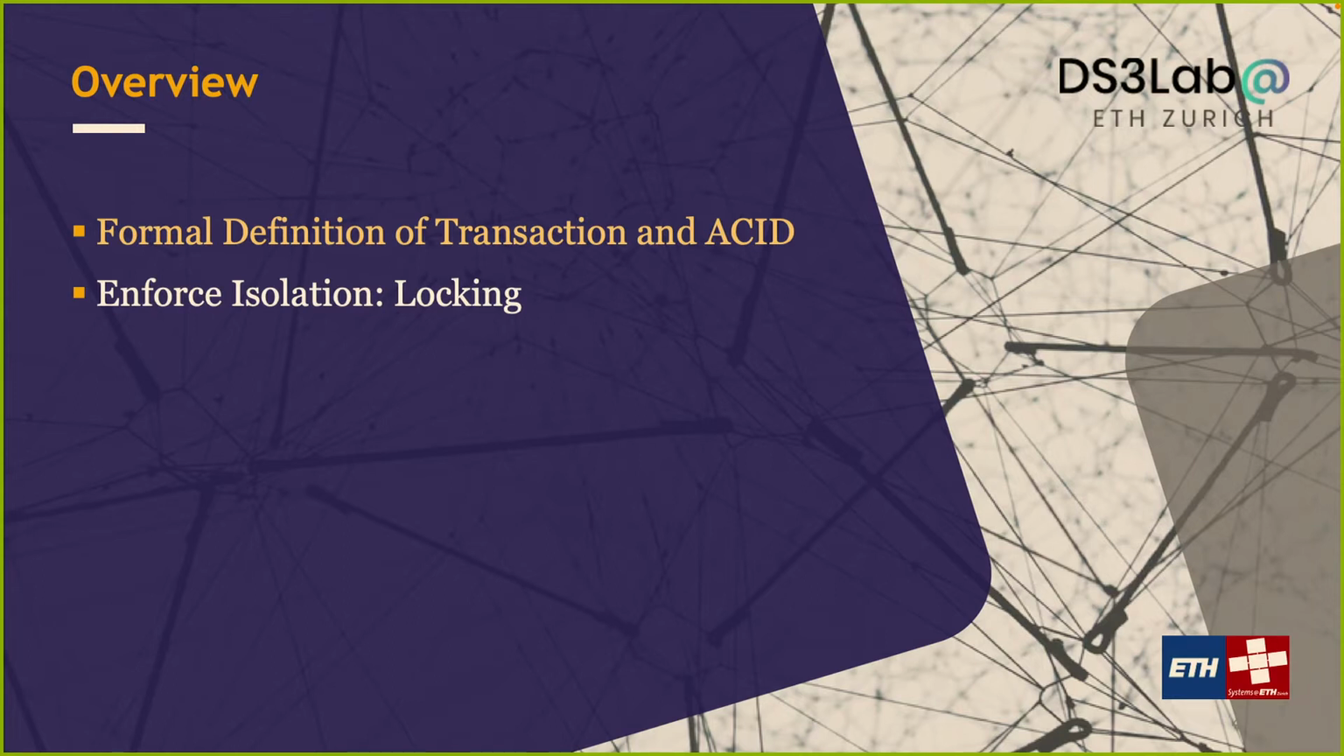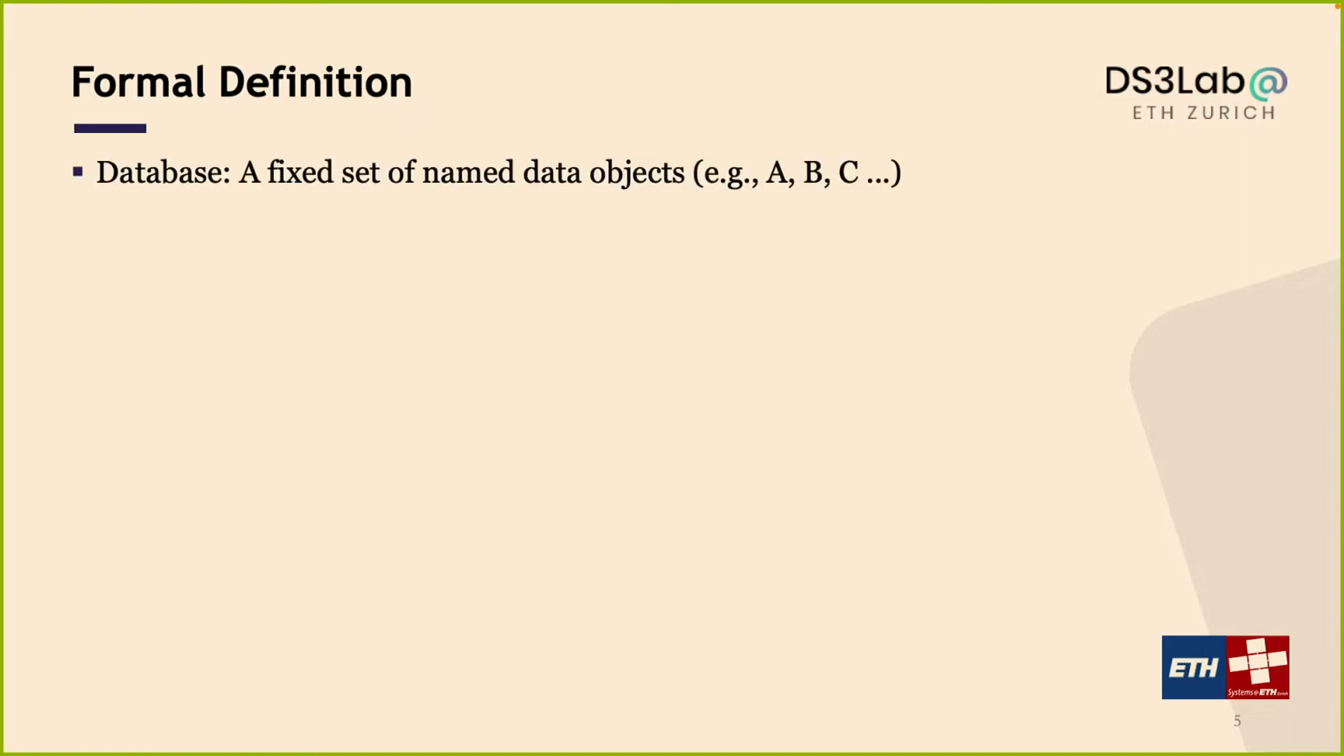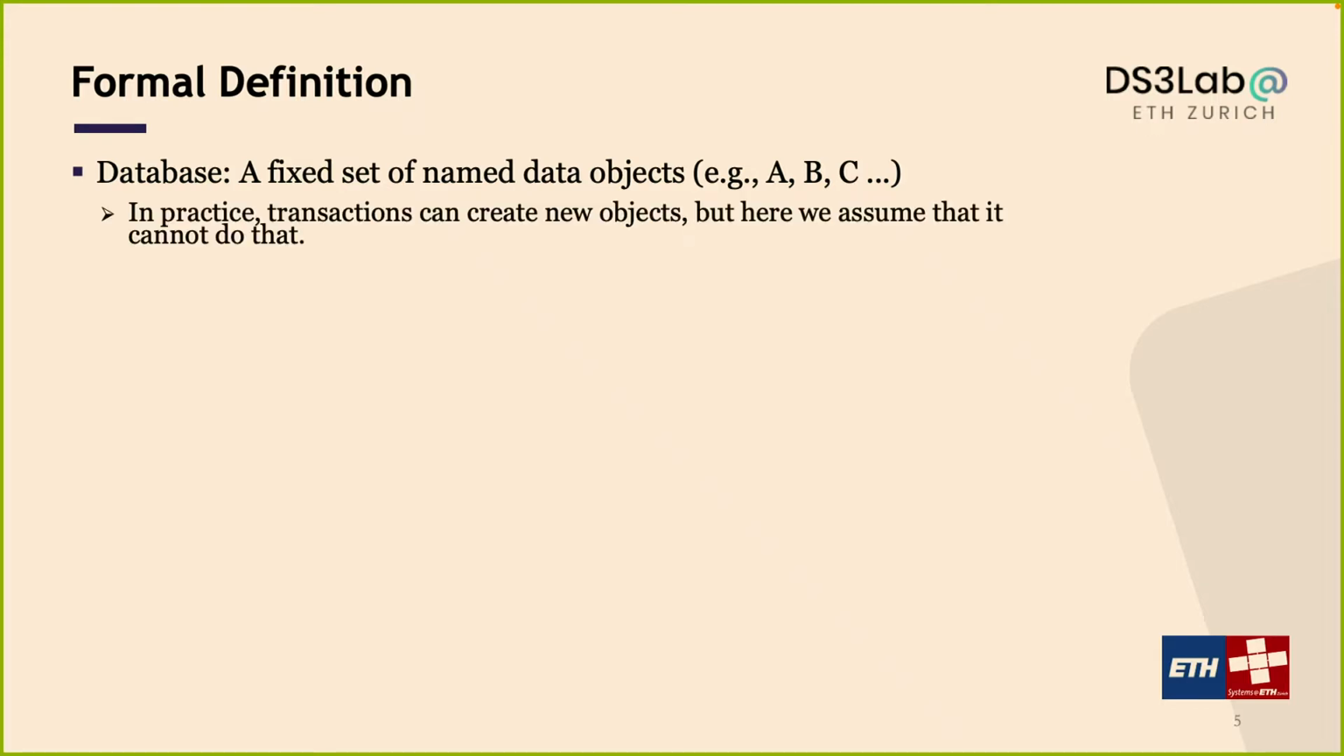Today, we are going to talk about how to enforce isolation by holding locks. Okay, now let's define a transaction and the property a little bit more precisely. We think about a database as a fixed set of named data objects. We don't think at the level of tables or tuples. We think at the level of objects. There are a whole bunch of objects, and each one of them has a name.